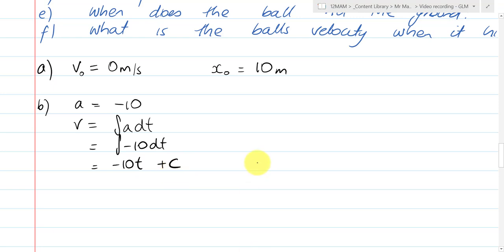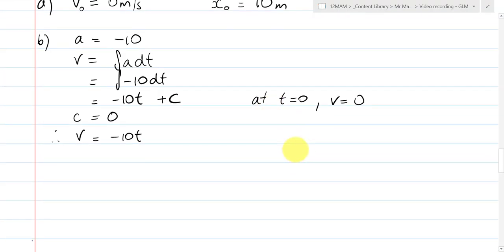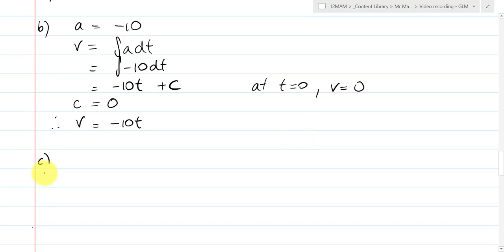Now, we know that at t equals 0, v equals 0. So we can substitute those both in, and everything cancels out, it gives us c is 0, and so therefore velocity is equal to negative 10t. The velocity at any point is negative 10 times the amount of time that's passed to get to that point from where the ball was dropped. So that's a good start, and it's negative because obviously the velocity is heading down.